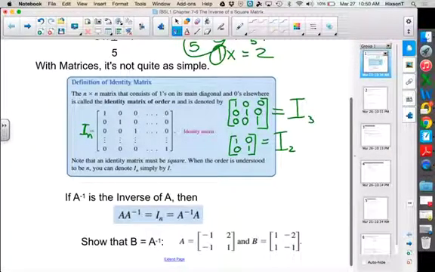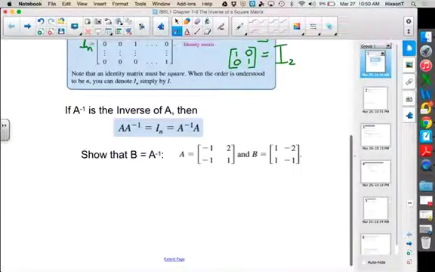And notice what happens here. Any matrix times its inverse will give us the identity matrix. Why doesn't it give you 1? Well, 1 is the identity for multiplication with real numbers. 1 is not the identity for matrices. Our identity is a matrix.